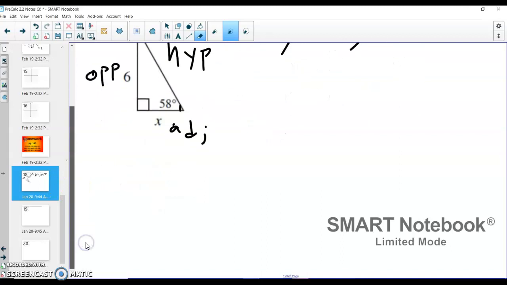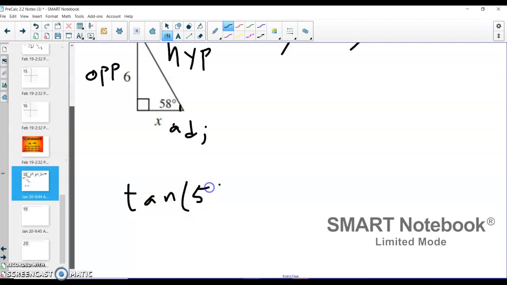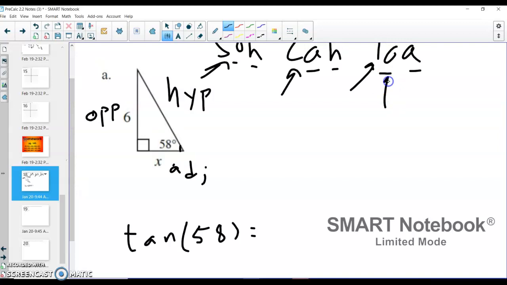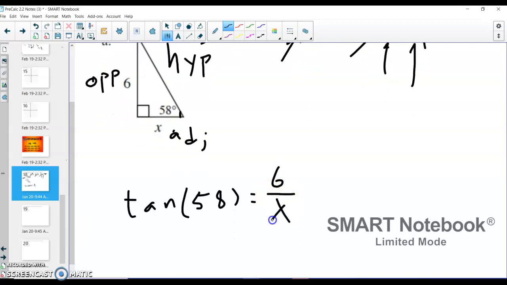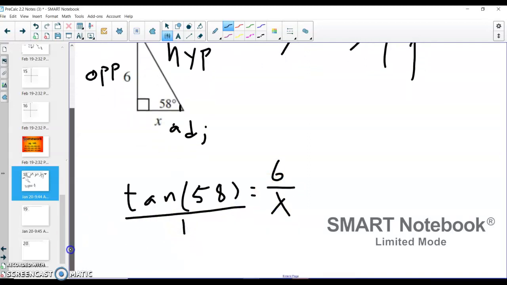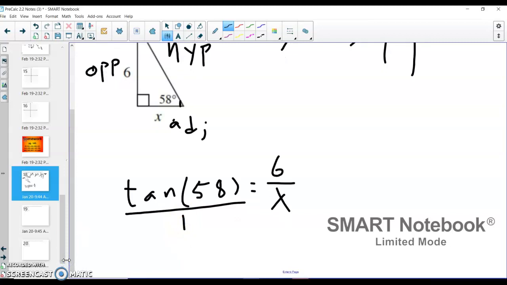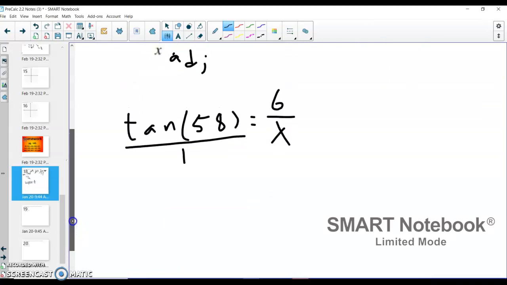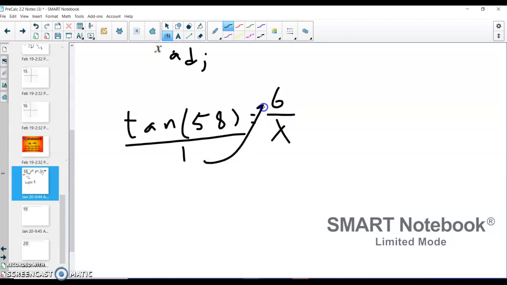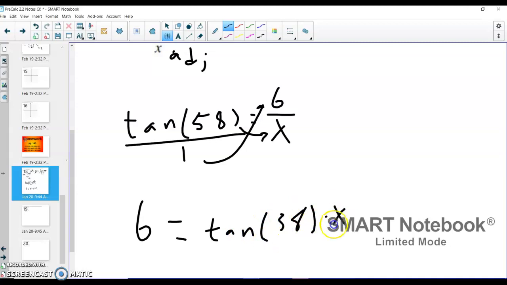When I use tangent to set this problem up, I do the tangent of my angle, which is 58, and tangent will be a button on our calculator. That equals the opposite side divided by the adjacent, because O comes before A in TOA. So that is 6 divided by x, and something I like to do is put this tangent over 1. Because then I have a fraction set equal to a fraction, and I can cross multiply. So I get 1 times 6, which is 6, and the tangent of 58 times x.